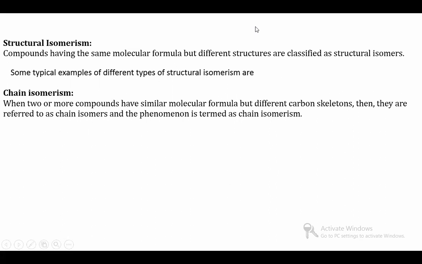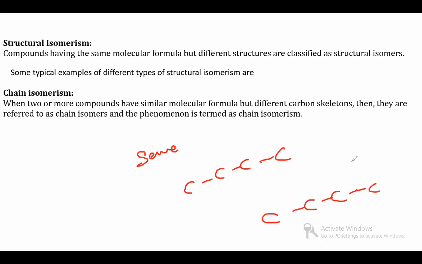Chain isomerism. The name itself indicates two organic compounds that have the same molecular formula, but the carbon skeleton arrangement is different. Both are C4. This C4 is the same, that is normal. This one changes; this carbon can occupy this position. So the chain will be different, but the molecular formula is the same.